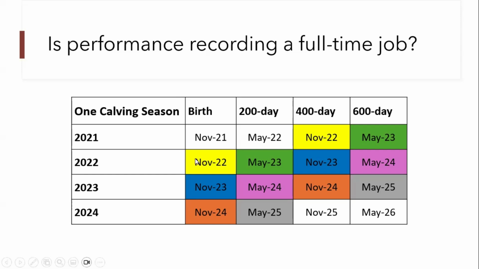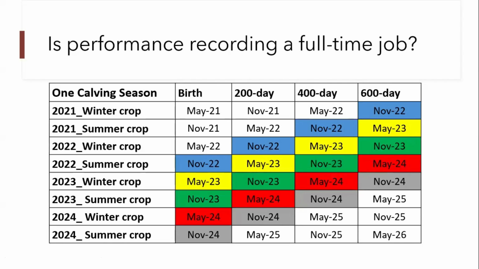So the colors here show that there's an overlap between your different calf crops. So if your calves are born in November 2022, your 2021 calves will be weighed for 400-day weights. Your 2022 calves will be ready for weighing for weaning weight in May 2023. And at the same time, your 2023 crop will be ready for 600-day weights. So you can really pick 2 dates within the year and capture all the records you need.